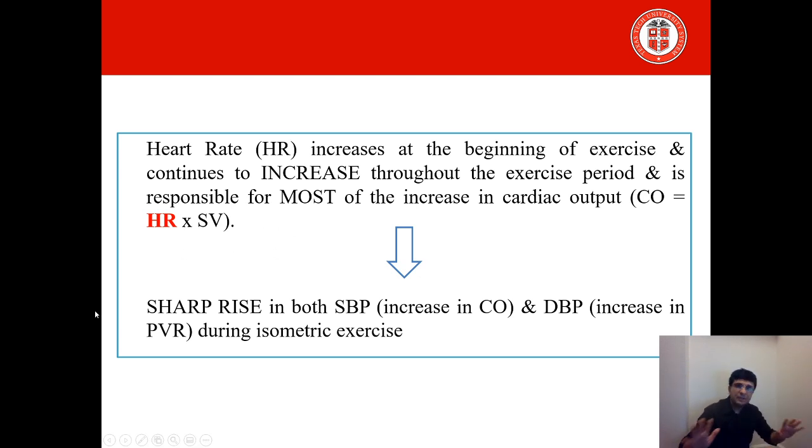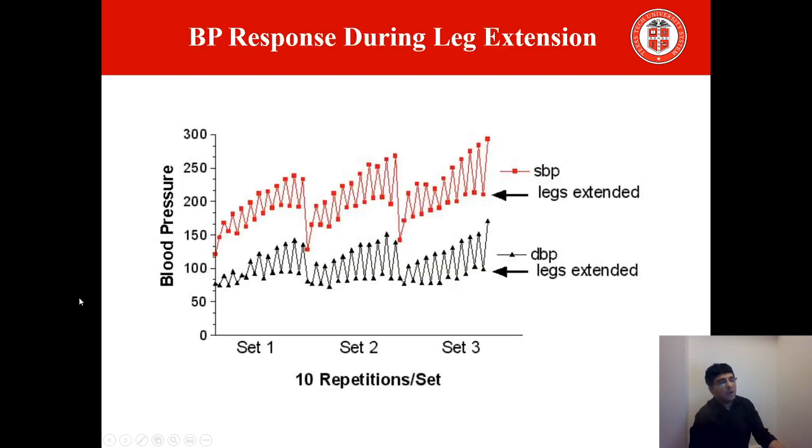And summarizing this whole story, cardiac output increases, but not as much as in isotonic, and total peripheral resistance increases markedly, increasing the diastolic blood pressure to a really high level. Okay, this graph just shows you this zigzag pattern with the systolic and the diastolic blood pressure when somebody is doing a leg extension exercise. So technically it means that when somebody is pushing, contraction, relaxation, contraction, relaxation, there is a zigzag response for both the systolic and the diastolic blood pressure.